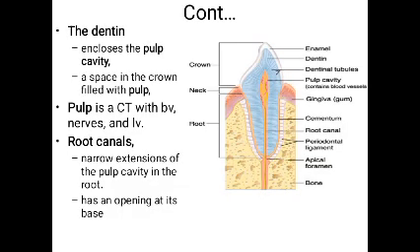This is a diagram. The dentin encloses the pulp cavity, a space in the crown filled with pulp. Pulp is connective tissue with blood vessels, nerves and lymph vessels. Root canals are narrow extensions of the pulp cavity in the root, each with an opening at its base.